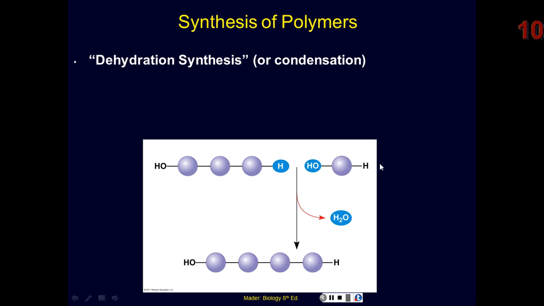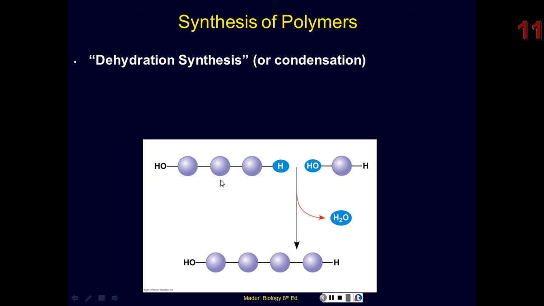Take a look at the illustration for just a moment. This is a generic illustration. It could be a carbohydrate we're building. It could be a protein we're building. This would be the monomer right here. We have a hydroxyl on one end and a hydrogen on the other end. This, right here, is a polymer. You can see that we've already joined 3 monomers together. So we're going to join this monomer to this polymer.